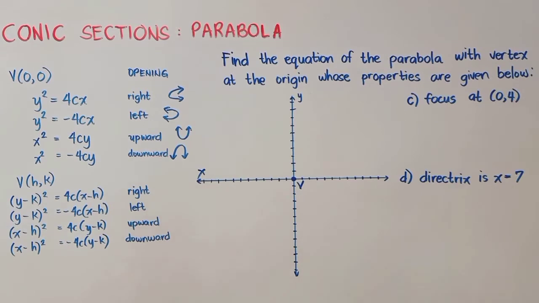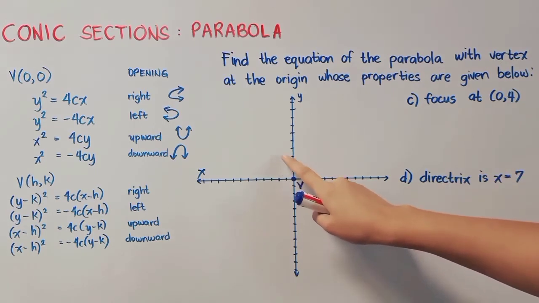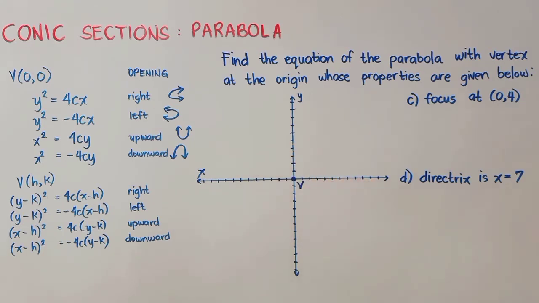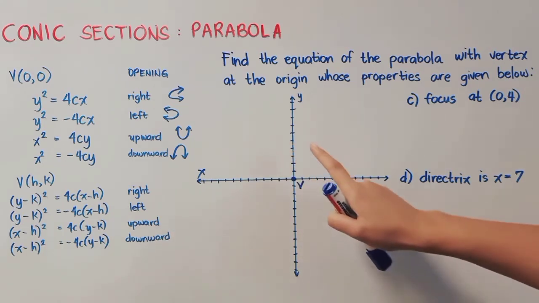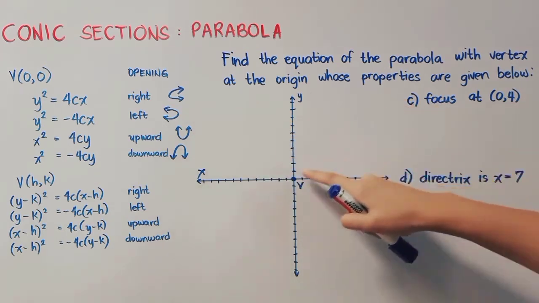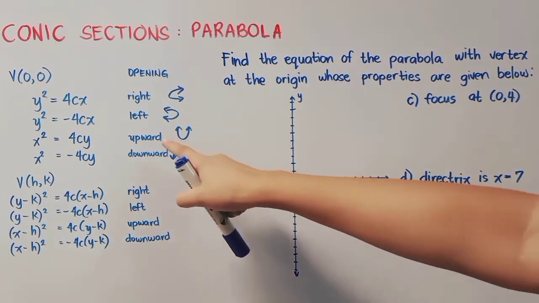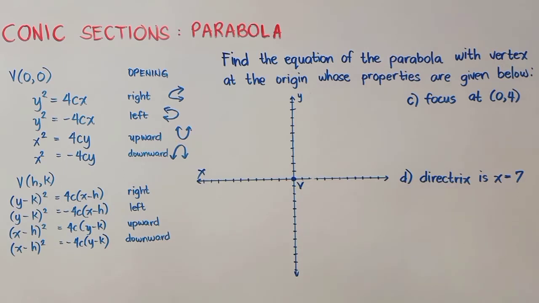We are now on letter C. Focus at (0, 4). (0, 4) is found in the y-axis. So it is here. It is in this point. Now that means to say, our parabola opens upward. Therefore, we will be using this form here. x squared is equal to 4cy.